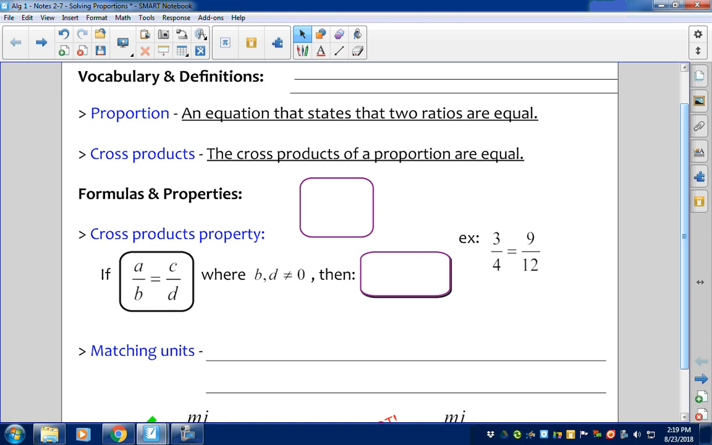If A over B equals C over D, where B and D are not equal to 0, because that would break the first commandment of math up there, thou shalt not divide by 0, remember that. Then AD equals BC. That's the cross product property. That's what allows you to be able to cross multiply. It's always true.